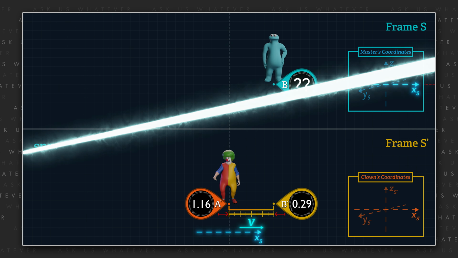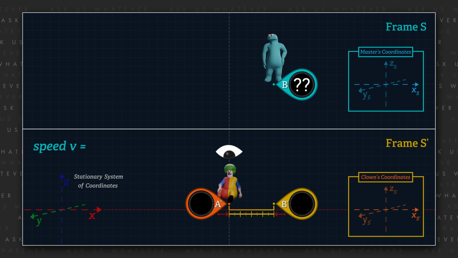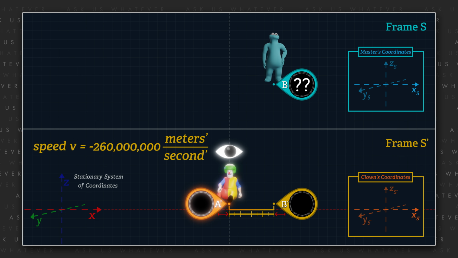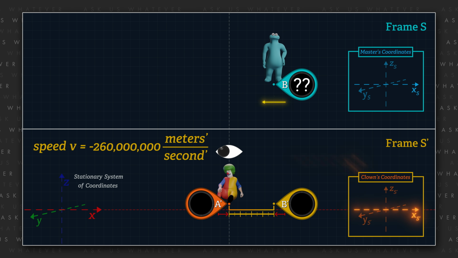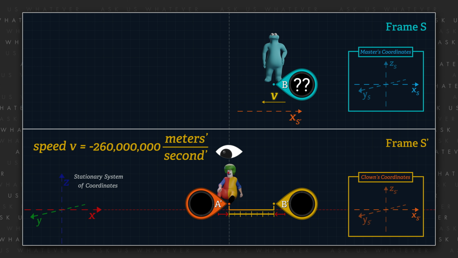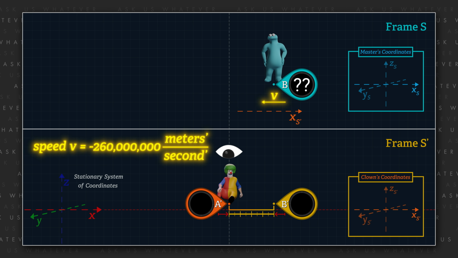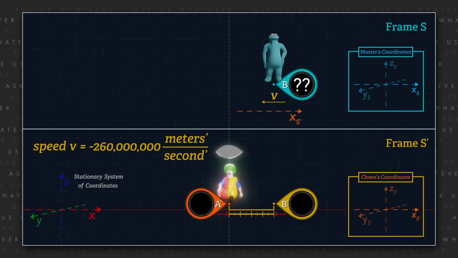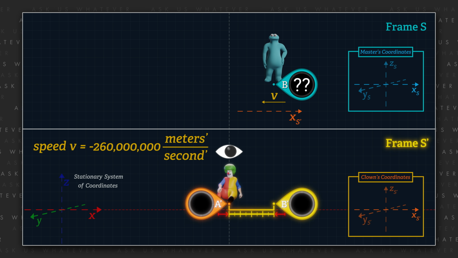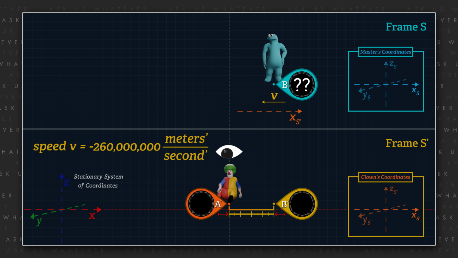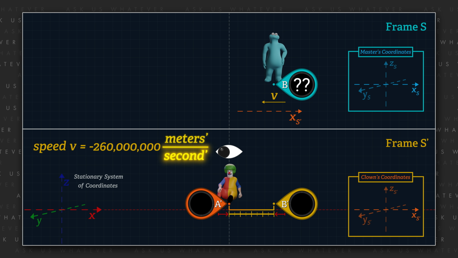But now, after we swap all of the values and change v to negative v, the clown remains stationary and frame S moves in the negative x prime direction. Speed v is now negative as viewed from the perspective of the clown in frame S prime and is measured in frame S prime units of meters prime per second prime.